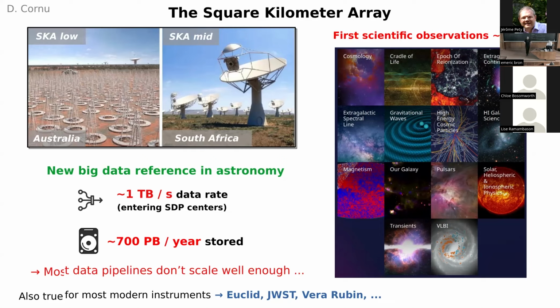Okay, so this is a huge instrument, and this instrument will produce a huge amount of data to a new scale. We are talking about 1 terabyte per second of raw data coming out of the instrument that needs to be processed in real time on site. And we are talking about 700 petabytes per year of scientific data that we will need to store and distribute to the community. So the problem we have is that most data pipelines and algorithms don't scale well to these sizes or data volumes. And this is an issue we have with most modern instruments. Actually, it's not that specific to the SKA.